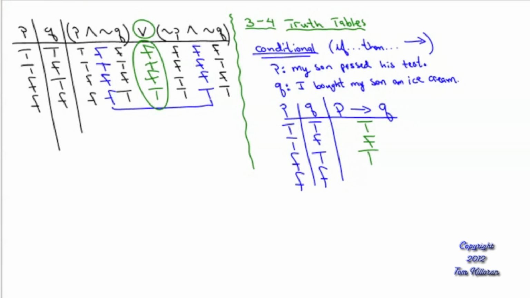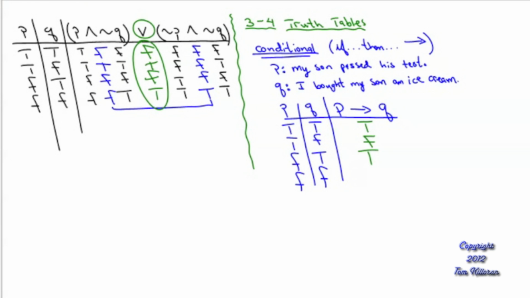Okay. The arrow between P and Q means if P, then Q. So if my son passed his test, then I bought my son some ice cream, right? Now, going down to that third row, P means if my son did not pass his test, then I bought him ice cream. That isn't the original statement, but it's just the truth of the matter. I'm not saying that's what's happening.